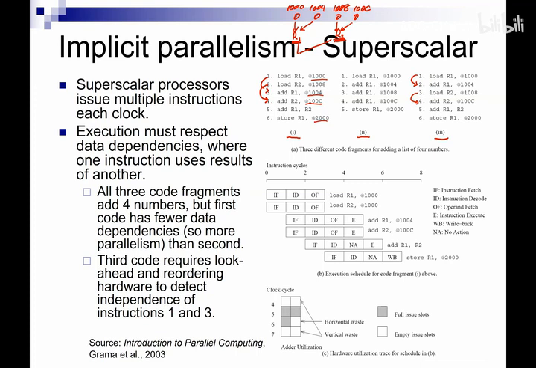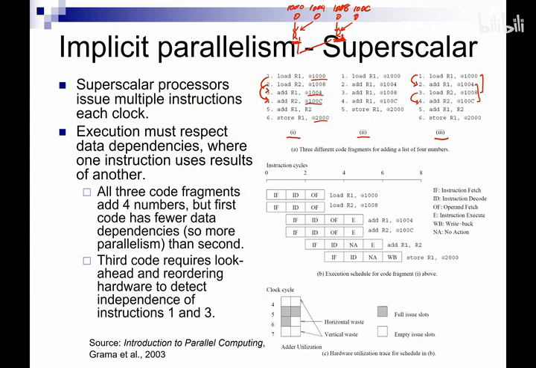However, when you execute the third piece of code, you notice that there is still no dependency between 1 and 3. And so you can execute 1 and 3 in parallel, and you can also execute 2 and 4 in parallel. So we still have parallelism in the third example.